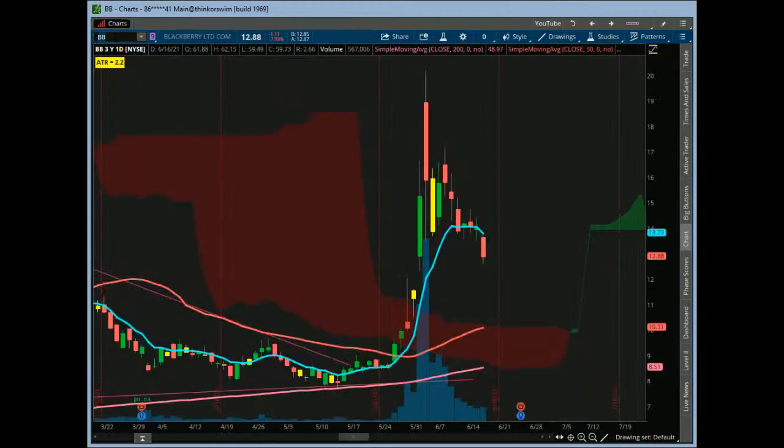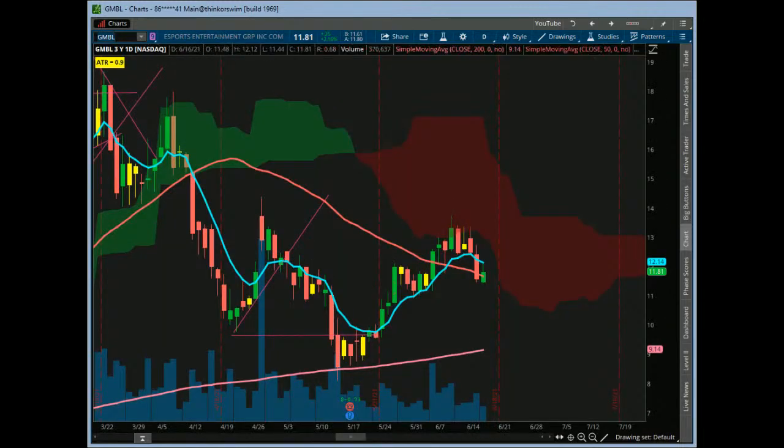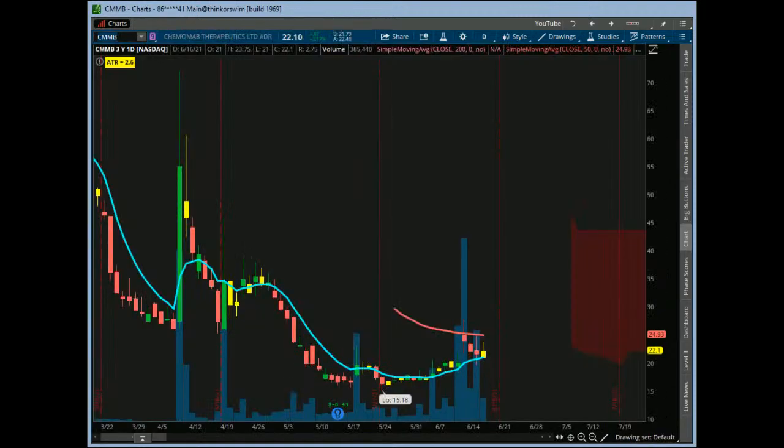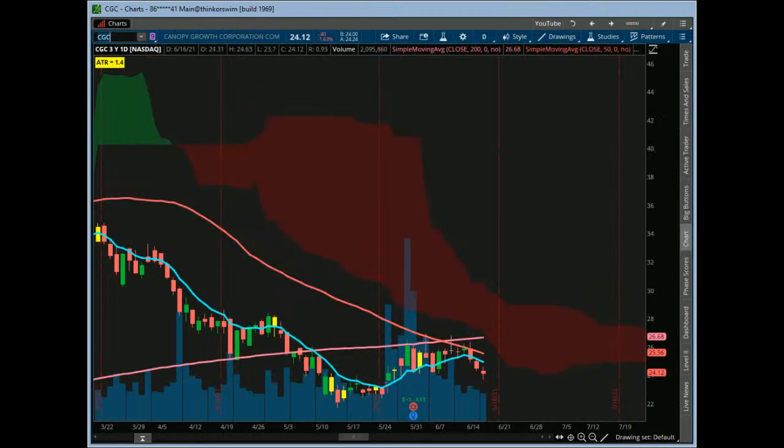Let's take a look at BlackBerry. Increased volume here below the ADMA, so definitely a little bit of caution on this one. GMBL upper shadow off the ADMA, but holding on to the 50-day, so we've got that going on. CMMB. Inside day here, so see which way that one decides to move. And CGC, again, the pot sector got beat up yesterday, or the last couple days, and now we've got a little bit of a spinning top right here, so let's see how that holds.